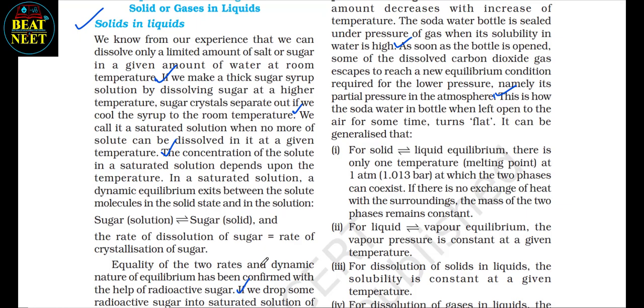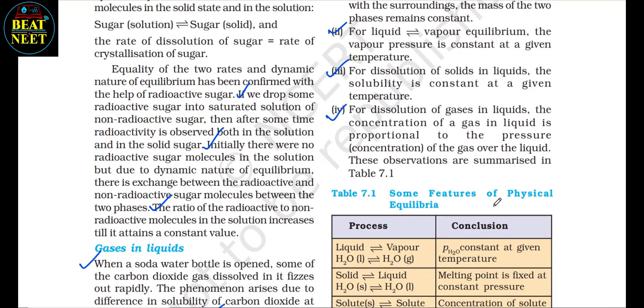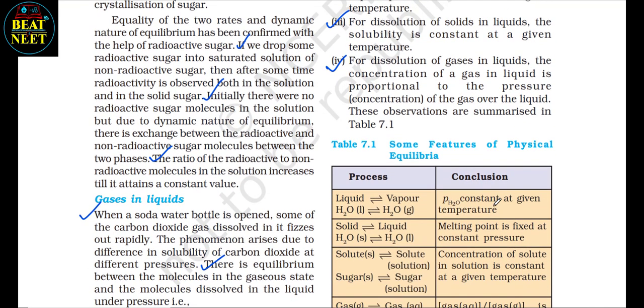It can be generalized that: number 1, for solid to liquid equilibrium, there is only one temperature, the melting point at 1 atmosphere, at which the two phases can coexist. If there is no exchange of heat with the surroundings, the mass of the two phases remains constant. Number 2, for liquid-vapor equilibrium, the vapor pressure is constant at a given temperature. Number 3, for dissolution of solids in liquids, the solubility is constant at a given temperature. Number 4, for dissolution of gases in liquids, the concentration of gas in liquid is proportional to the pressure, that is, the concentration of the gas over the liquid.